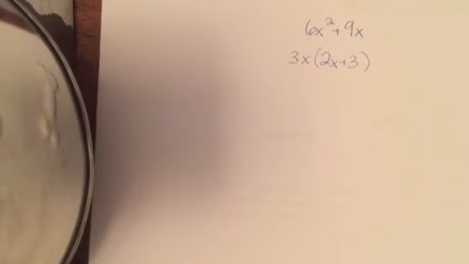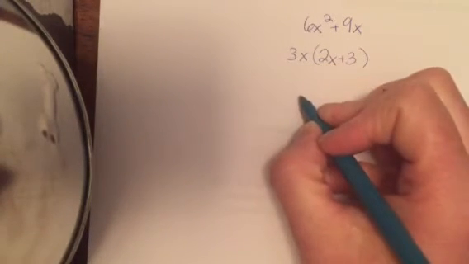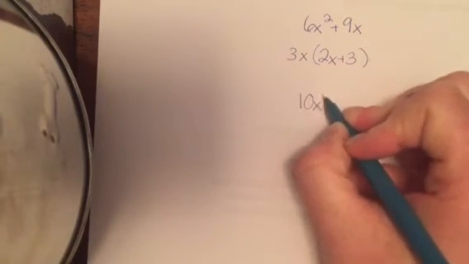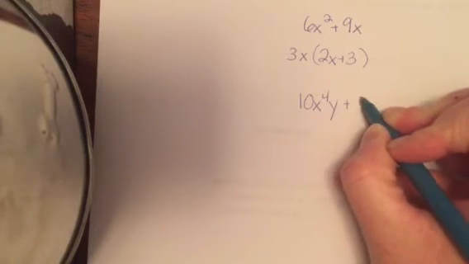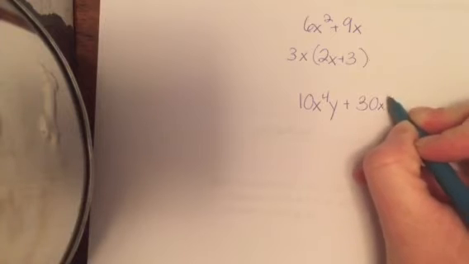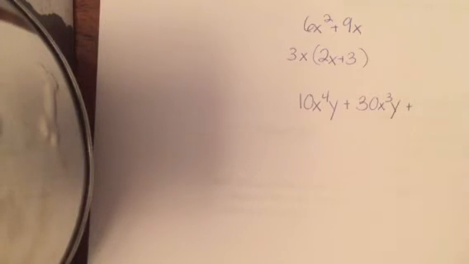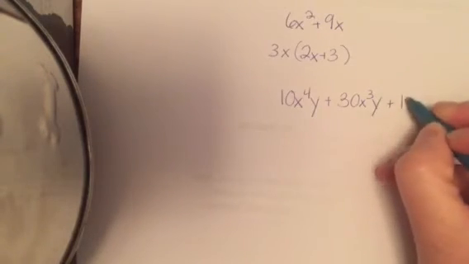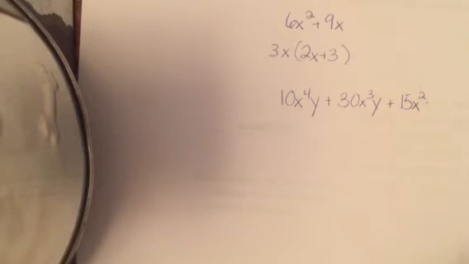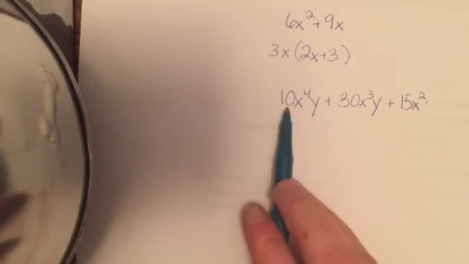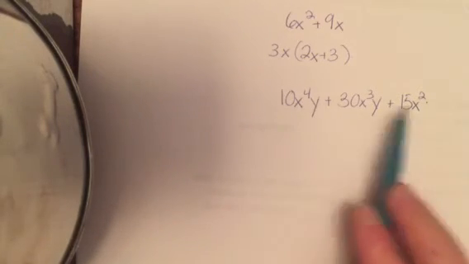Let's do one more that's just a little bit longer. Let's do 10x to the 4th y plus 30x to the 3rd y plus 15x squared. Yeah, let's just leave it at that. Sorry, guys. All right, so I start with the number in front, and I say 10, 30, and 15.